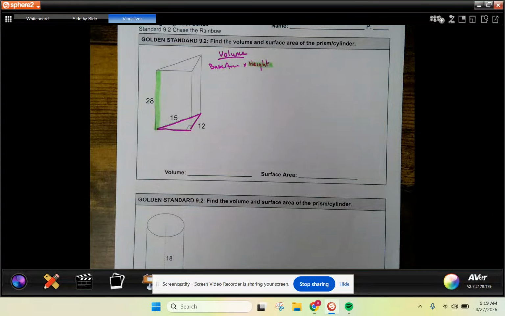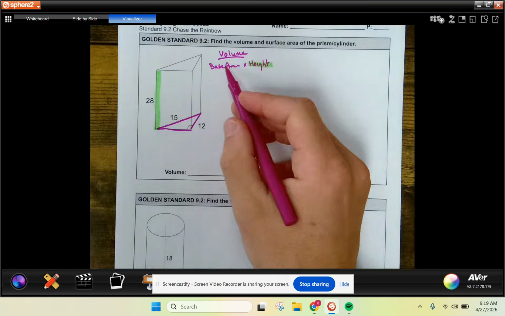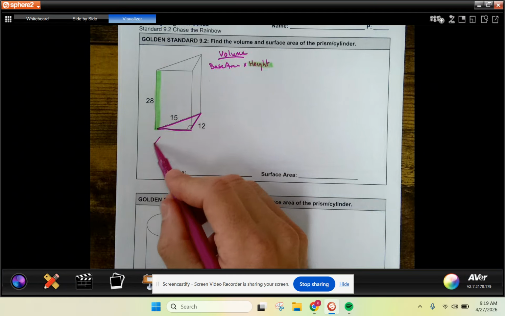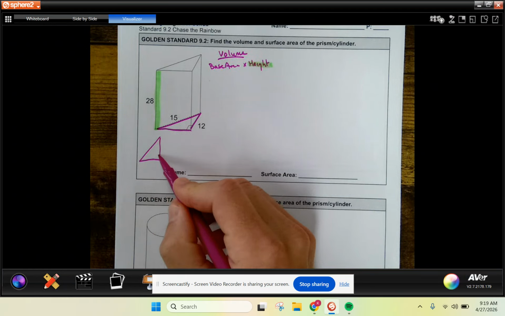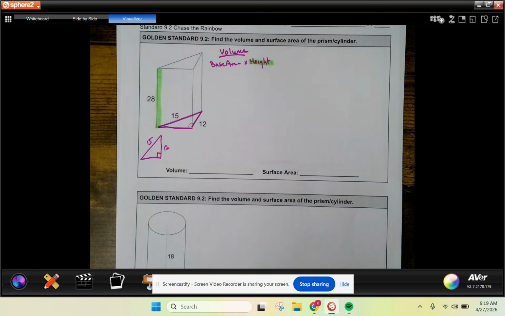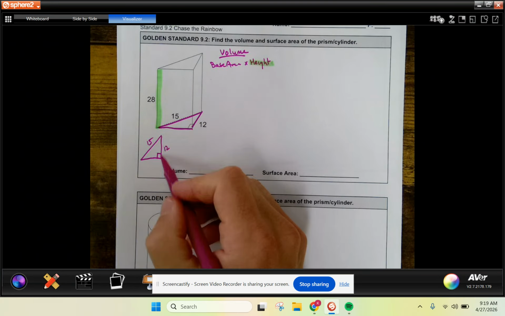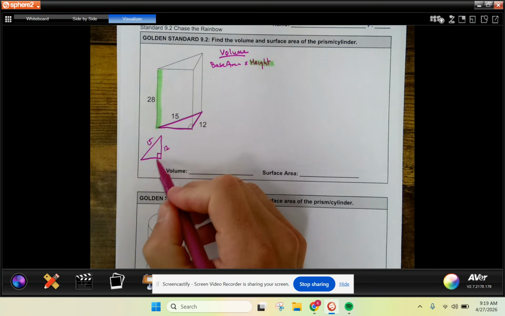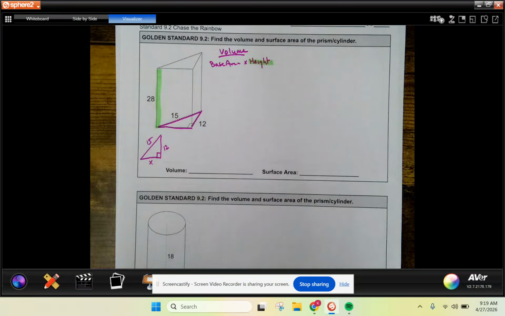So how do you find the area of the base? Well, the base shape is this triangle. It looks like this. There's a right angle right here. This side is 12, this is 15. To find the area of that triangle, we need the base and height. Do we have it? We got the height, not the base. So we need to solve for that length right there.